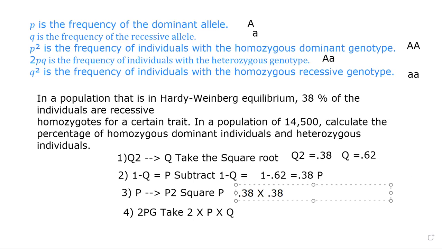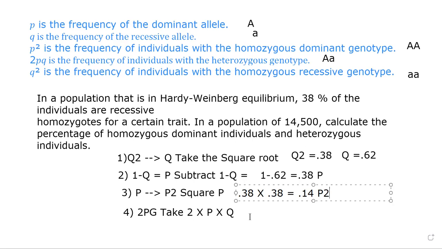All right, let's try a different way. So let's take 0.38, and let's hit the square button, and we get the exact same number. So there's two different ways that you can actually do that. And I showed you on there. So now we have the answer, and I can go down here, and that equals 0.14. So that equals P squared. And that's how many individuals we're going to see that are homozygous dominant.